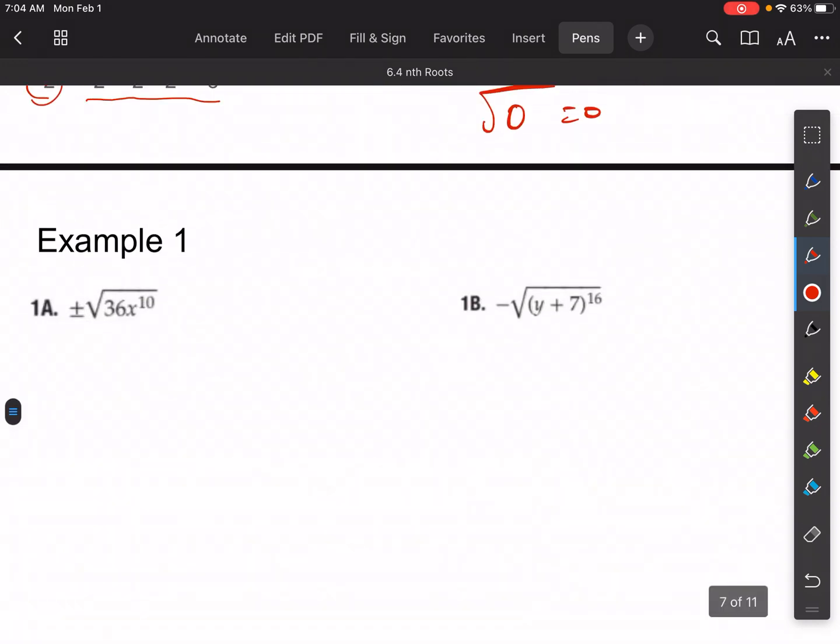So example 1, let me read the directions here to make sure. It just says to find the roots of this thing. Okay, so there's no power out here, so I'm just taking the square root of what's inside, right? So I will be left with plus or minus. If I take the square root of 36, that's 6, right? And if I take the square root of x to the 10th, I get x to the 5th. So I get plus or minus 6x to the 5th.